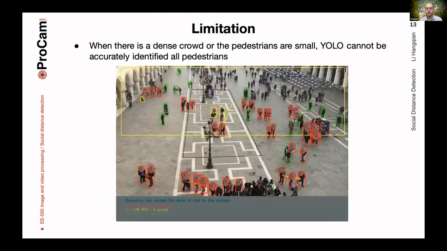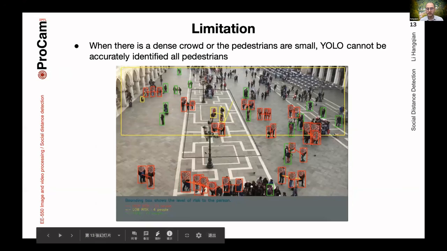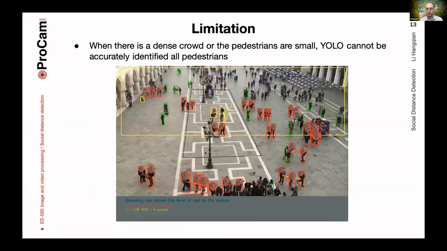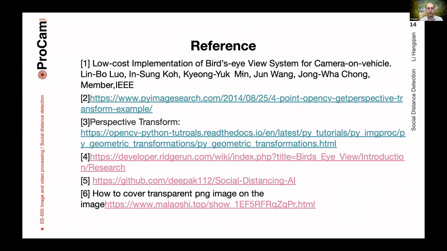Another limitation is when it comes to crowds of people. If there are crowds of people, the detection is not very good. As you can see, many people are not correctly detected. And some people who stand really far away are not accurately detected, which are two limitations of this algorithm. And here are some references.